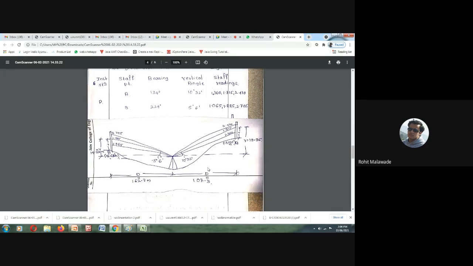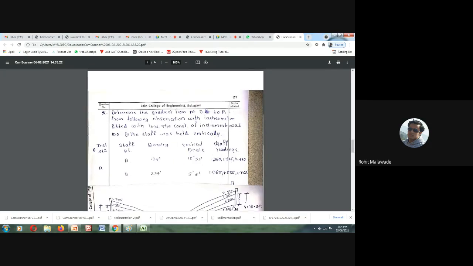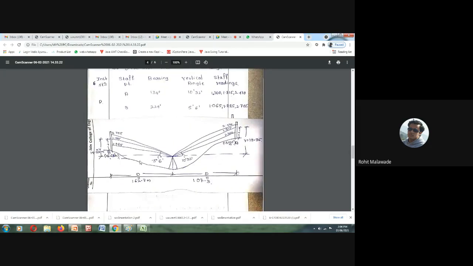Okay, now here what they are asking you to determine is the gradient between A and B. For that, if you want to know the gradient, we should know the distance D. Again, the same formulas we will be using. Again, D and V, we must require them. We need to find them out. So if the diagram is clear to you, we can move ahead. Is it clear? The diagram is clear.